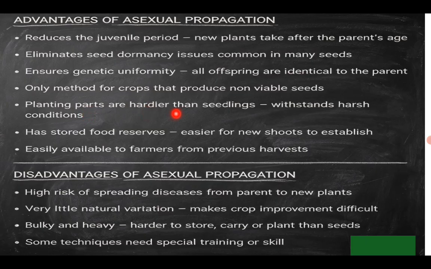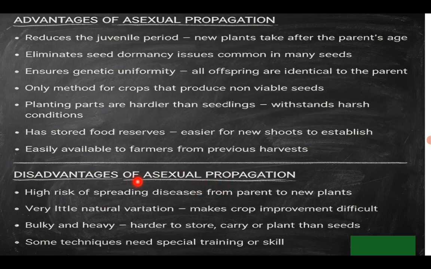Planting parts are hardier than seedlings, meaning that they withstand harsh conditions such as drought, for example. They have stored food reserves. For that reason, it is easier for new shoots to establish. These are easily available to farmers from previous harvests. Let's say you just harvested cassava, so you can get stems and plant again.